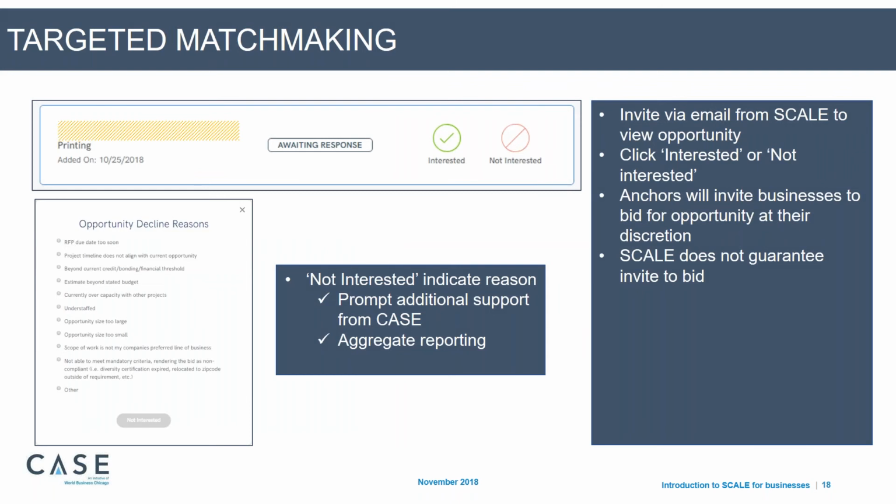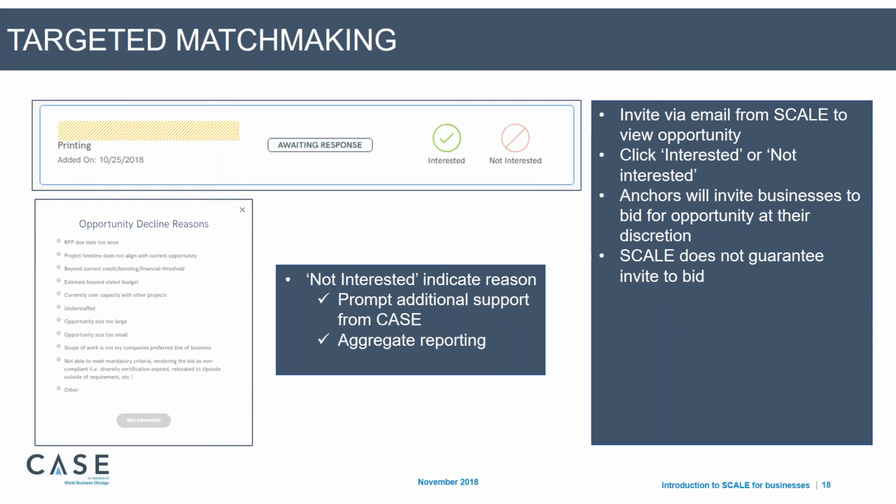This screen shows what the invite will look like initially. Before we send the business list to the anchors, we do want to confirm that we're sending a list of businesses that have actually indicated interest. If you are interested, we will receive a notice on our end. Great, we'll send it over to the anchor. If you are not interested, we do ask that you tell us why.